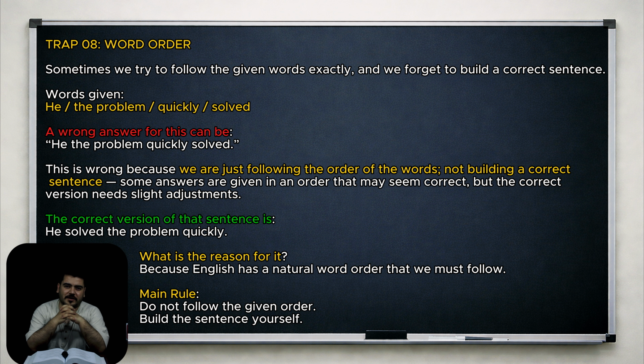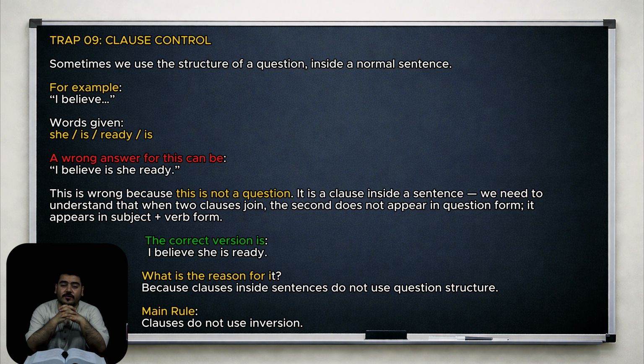What is the reason for it? Because English has a natural word order that we must follow. The main rule: do not follow the given order. Build a sentence yourself. Sometimes we use the structure of a question inside a normal sentence.